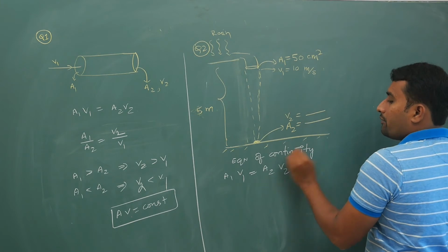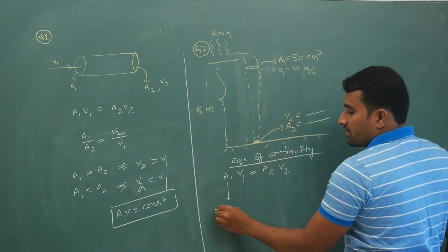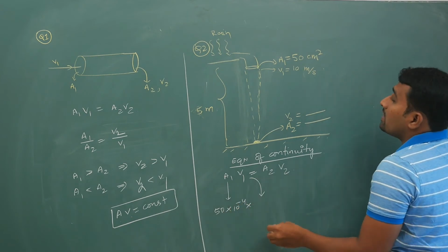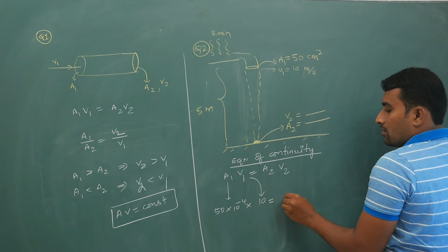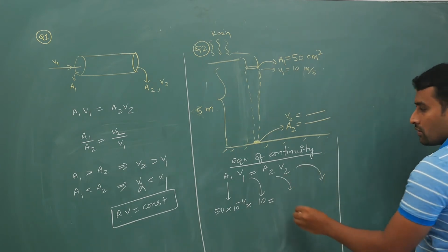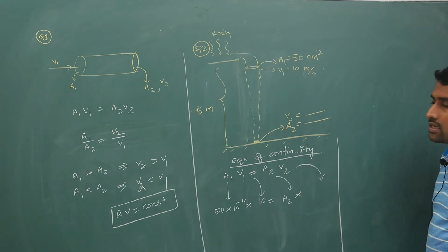Now here you have two unknowns. A1 is known, it is 50 centimeter square, means it is 50 into 10 power minus 4. V1 is 10. But this side you don't have A2, you don't have V2. So now we need to calculate V2. It's not like you should directly give the answer. So first we need to calculate V2. Now how will we calculate V2?